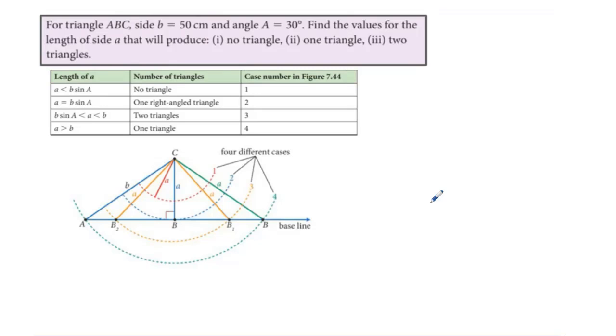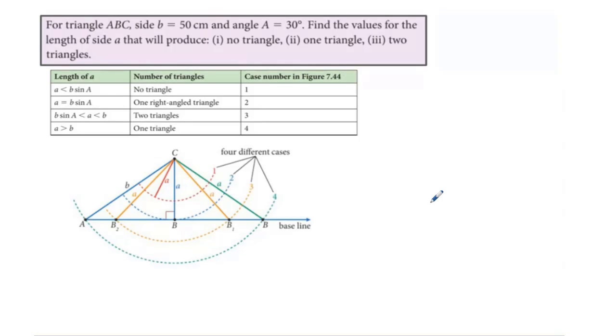Okay, for triangle ABC, side B equals 50 centimeters and angle A equals 30 degrees. Find the values for the length of side A that will produce no triangle, one triangle, or two triangles. So basically, it's all about this length of side A and comparing it to B.